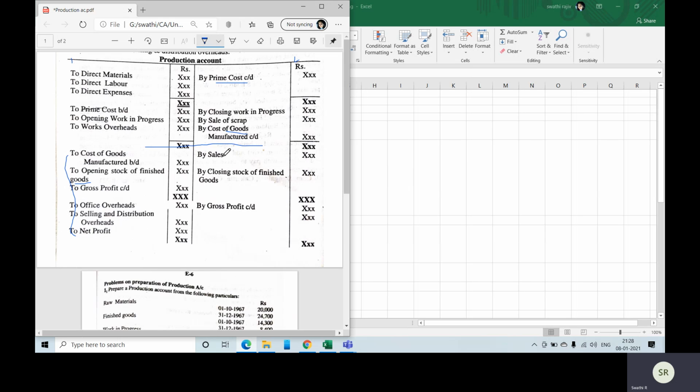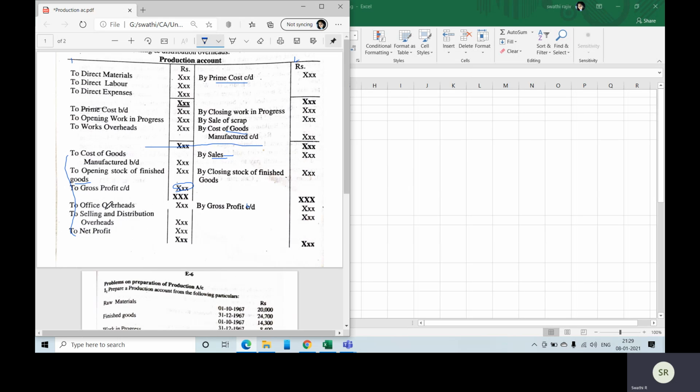And on the credit side, income, the biggest income for a concern is its sales. So you will write sales on the credit side and by closing stock of finished goods. Followed by, you will get the balance as gross profit or gross loss, however your concern is doing. So gross profit is not carried down, it is brought down here. And then you have office overheads, selling, admin, all indirect expenditure, which we basically used to say in trading and P&L account.